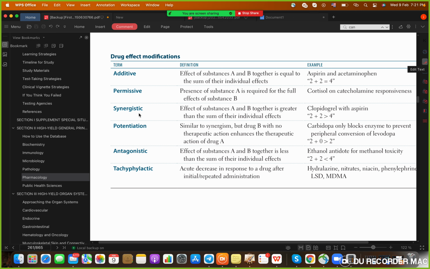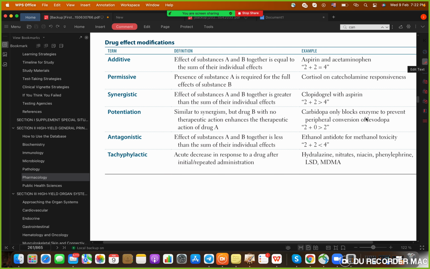So the synergistic effect: the effect of substance A and substance B together will be greater than the sum of their values individually. So if you give both of the drugs together, the effect will be much more than giving each of them alone. I like to think about it like teamwork. If I'm good and I have a good colleague, both of us will do a better job for the organization, much more than two of me, because we complete each other. So clopidogrel and aspirin create much more effect than giving double the dose of aspirin, regardless of the fact that they have totally different mechanisms of action.